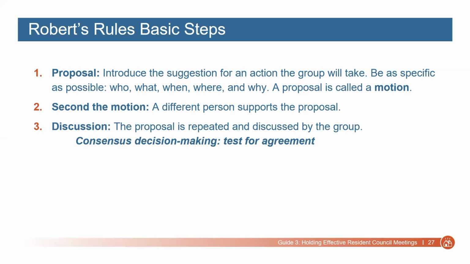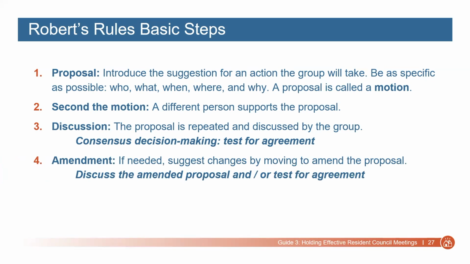Step 3. If there is a second, the proposal is open for discussion. The facilitator makes sure the discussion is productive and inclusive. If the group is using consensus decision-making, the facilitator can test for agreement. This discussion can end early if there is already overwhelming support. Step 4. If needed, someone can suggest changes by moving to amend the proposal. The group can discuss the amended proposal and/or test for agreement.